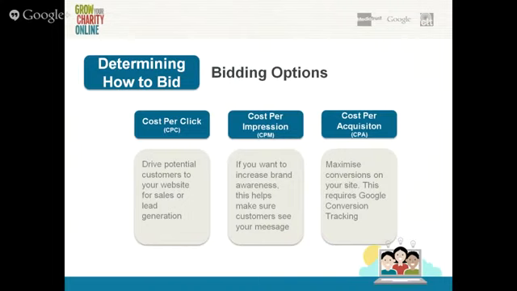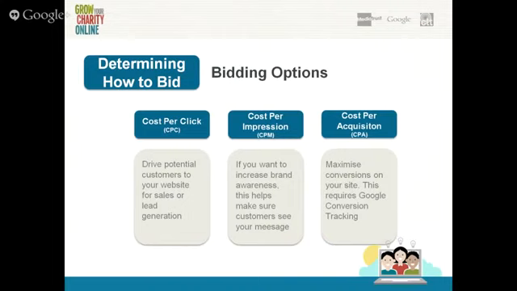Then there's manual CPC bidding, which is the default option to let you manage your maximum CPC bids yourself. You can set different bids for each ad group in your campaign or for individual keywords or placements. If you found that certain keywords or placements are more profitable, you can use manual bidding to allocate more of your advertising budget to those keywords or placements.